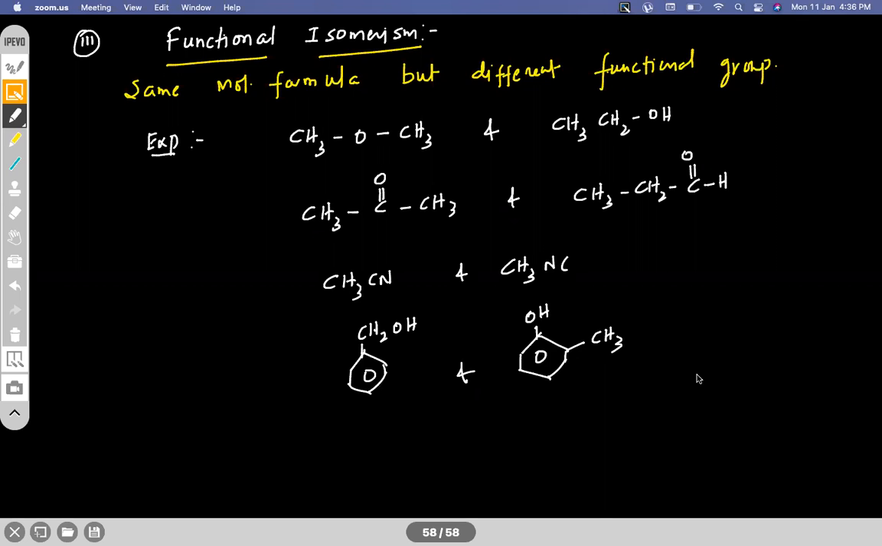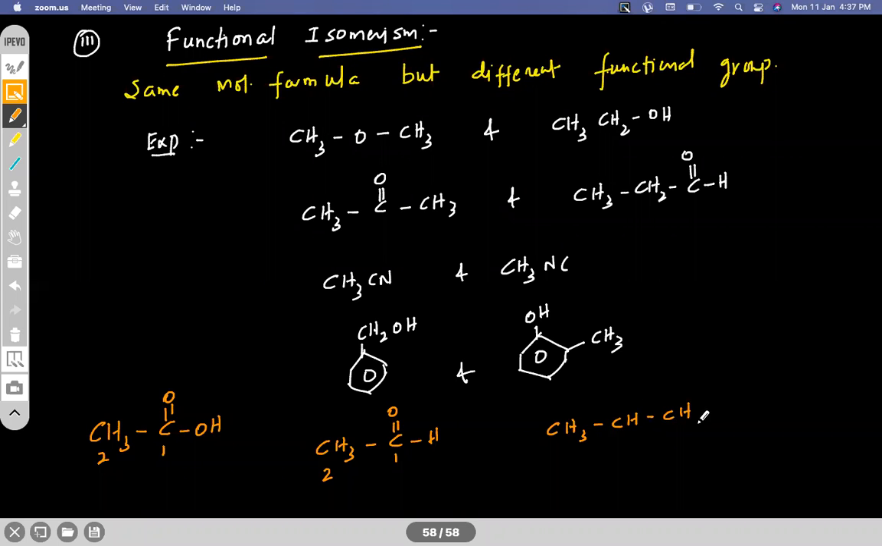What previous condition? Oh, that functional group one. Wait, I'll tell you. So simple. If you write down this molecule, CH3COOH, what is the name of this compound? Ethanoic acid, numbered one, two. If you write down CH3CHO, one, two, ethanal. If you write down CH3CH(CH3)COOH, what is the name of this compound? 2-methyl propanoic acid.